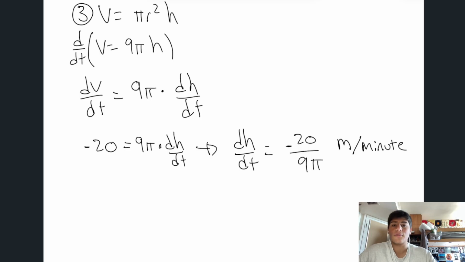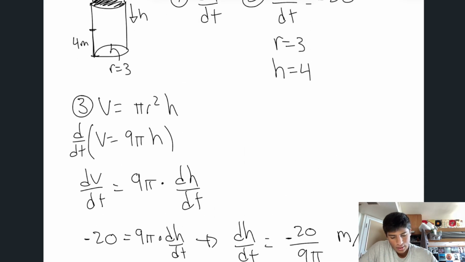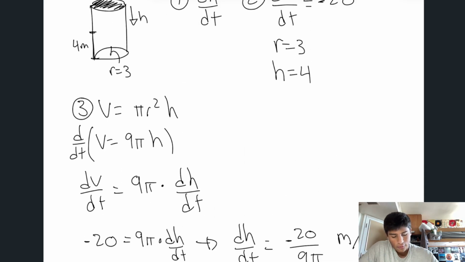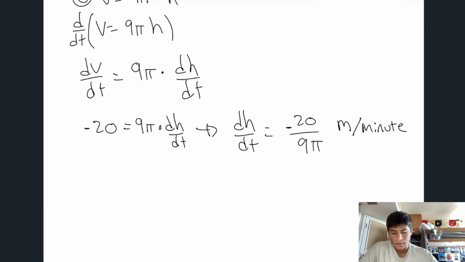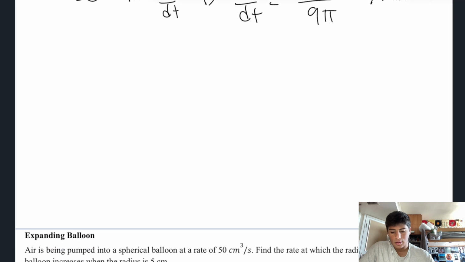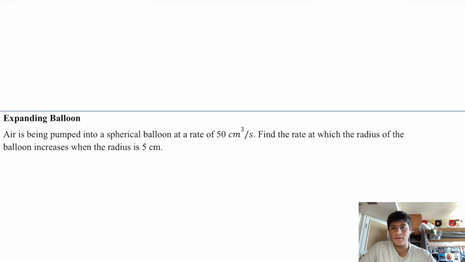Okay, the rate of change of the height is negative, which means that when it's dropping, we set that to a positive rate. So we would say that when the height is 4, the radius is dropping at 20 over 9 pi meters per minute. Okay. I hope this is starting to come along.